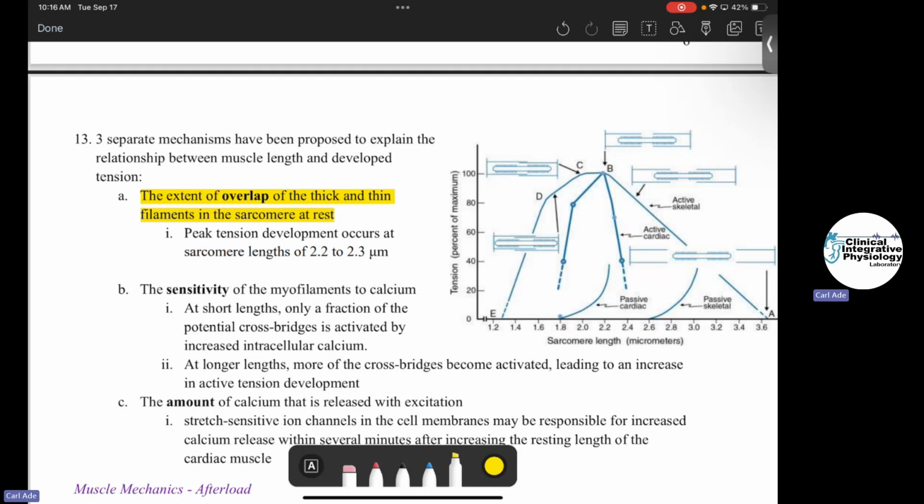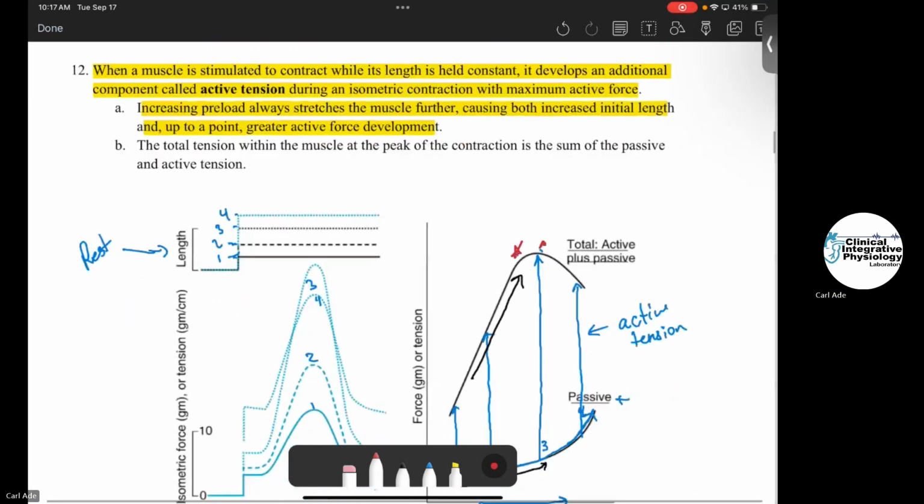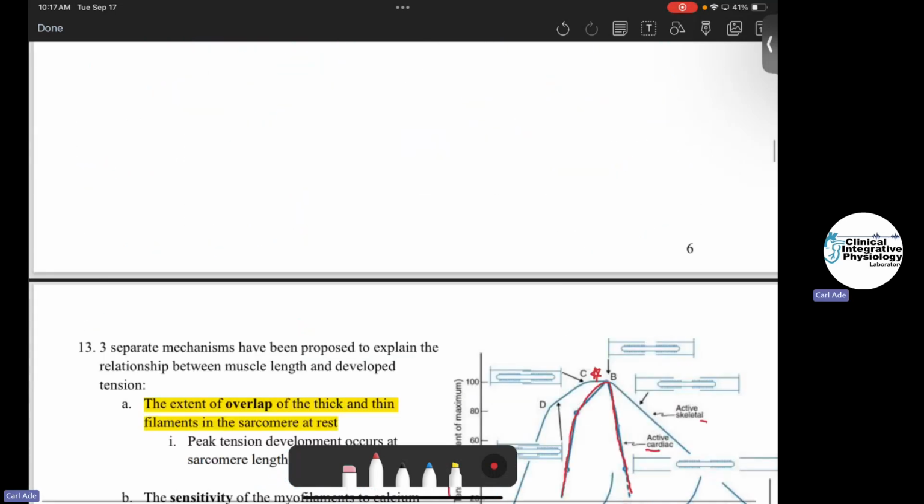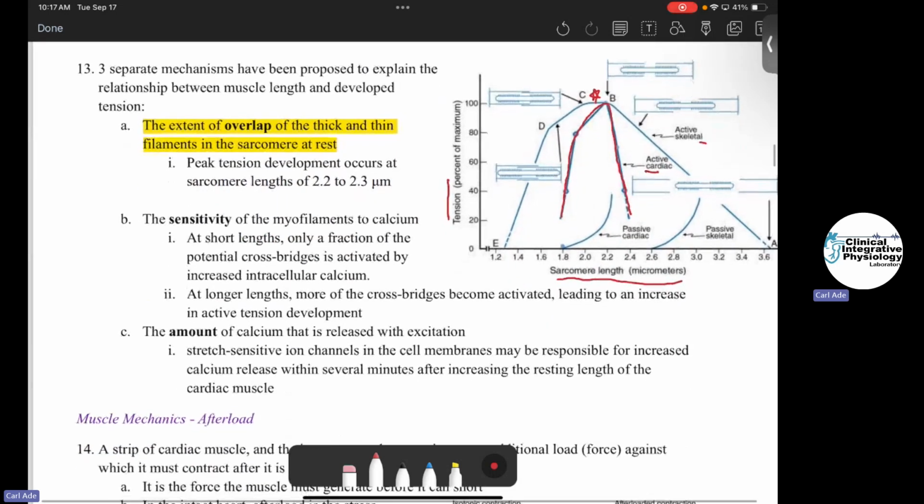If I jump to my figure over here, there's actually cardiac and skeletal muscle. We don't need to worry about the skeletal muscle side. But here's our sarcomere length, here's the tension, and here's our curve. This curve is just a different way of looking at it: as I stretch it, get a different length, I get more tension or more force developed. So the overlap theory is the predominant one, the one we've taught for 50 years.